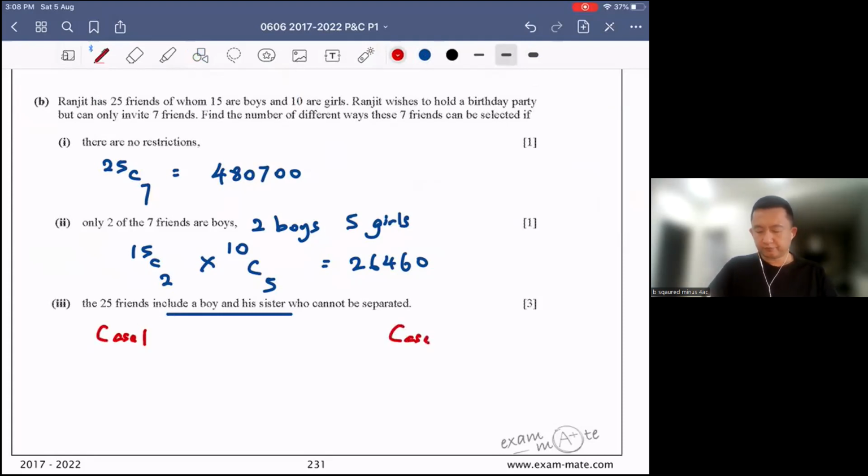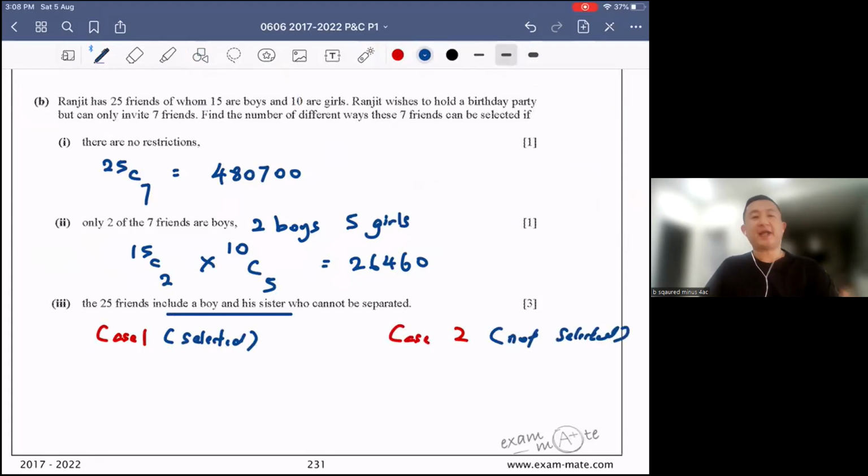Case 2. Case 1 is both of them are selected. Case 2, both of them are not selected. If both of them have to be selected, then in order to make sure that they will be selected, you have to choose 2 of them, right? They have to be selected. So 2C2, they must be included, okay?